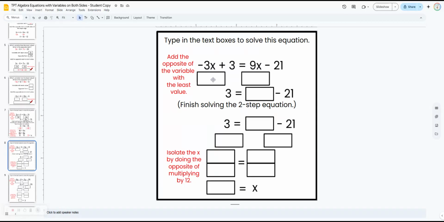This one I'm going to go ahead and solve because I want to show how the students are going to check their answer. So here the least value would be negative 3x. The opposite would be a positive 3x. So if I add 3x to both sides, I'm going to get 3 equals 12x negative 21. And then I want to isolate the term that includes the variable, so I'm going to get rid of this negative 21 by doing the opposite of adding 21 to both sides.